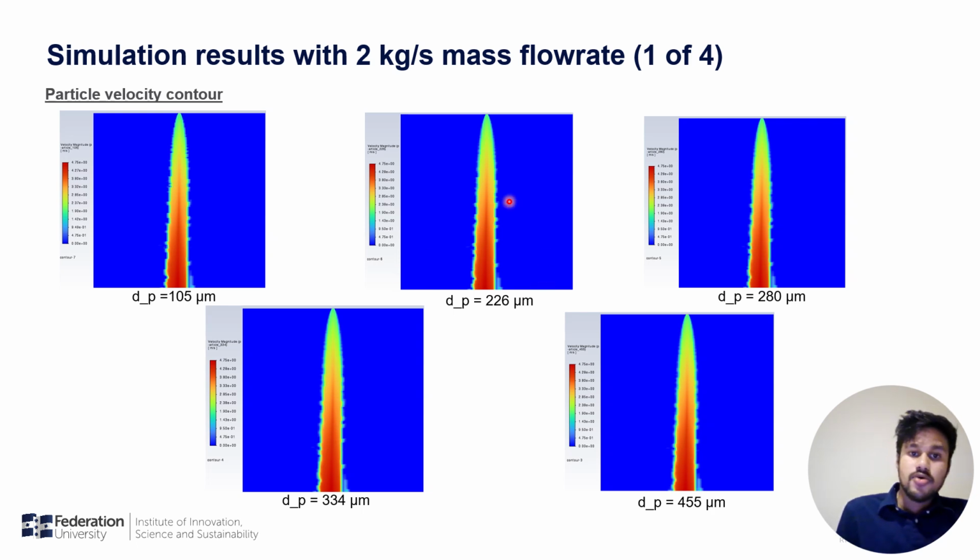So for this research, I had simulated the model for three different mass flow rates. They are 2 kg per second, 4 and 6 kg per second mass flow rate. First of all, this slide shows the velocity contours obtained for each mean particle diameter at 2 kg per second mass flow rate. But when it comes to this slower mass flow rate, I got almost equal velocity contours for each band.